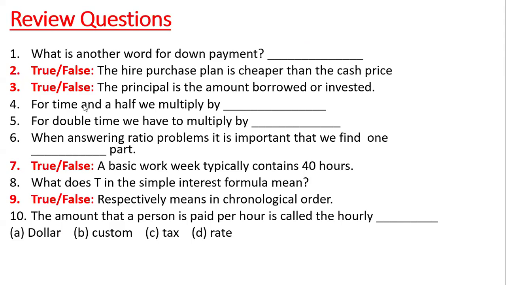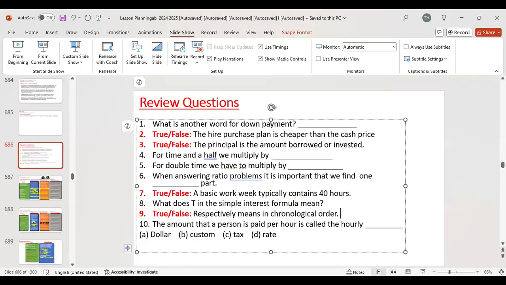Number 4, for time and a half, we multiply by. For double time, we have to multiply by. When answering ratio problems, it's important that we find one blank part. True or false, a basic work week typically contains 40 hours. Number 8, what does T in the simple interest formula mean? Number 9, true or false, respectively means in chronological order. And number 10, the amount that a person is paid per hour is called the hourly blank. All right, so answer those questions for me.